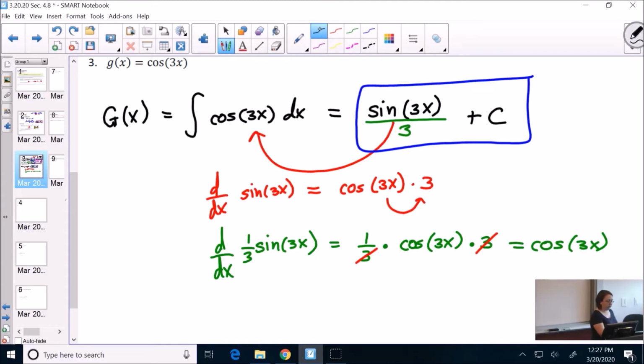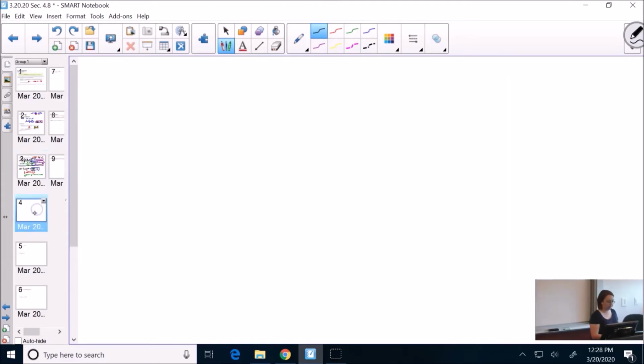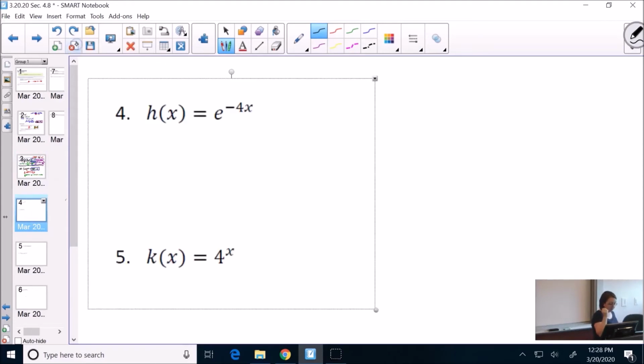Pause and go back and review. Look it over and make sure it makes sense to you. And I have a blank page. There it is, number 4. Alright. So number 4. Oh boy.